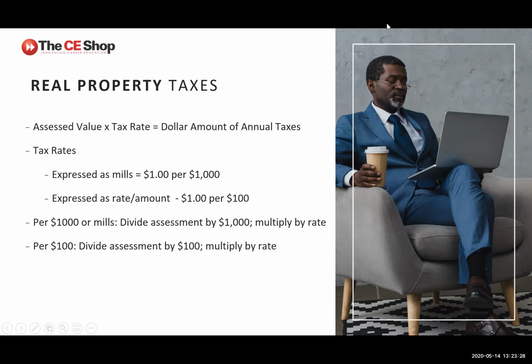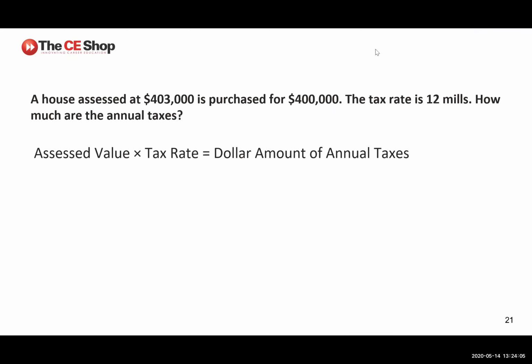Property taxes. When you're looking at this, you're dealing with mills, which is $1 per $1,000. If you express it as a rate, it's $1 per $100, and if you're doing it per $1,000 or mills, you divide the assessment by 1,000 to know what you're dealing with on your rate there. That's a little bit convoluted, but that's pretty much across the board in all states that deal with millages. So here we go.